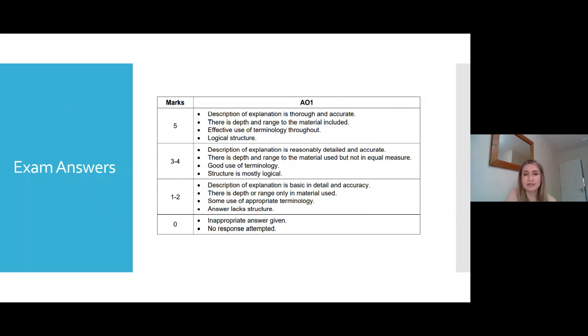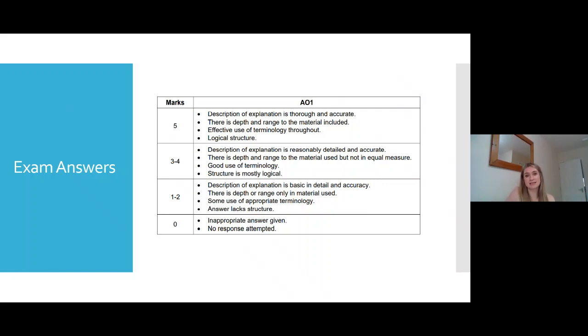It says, description of explanation is thorough and accurate. There's depth and range in the material included and effective use of terminology. So that's where our ventricles come in. Okay, where are they? Where are they in the brain? Okay, that's how we get that terminology. Depth and range comes from the evidence that you use in your answer. That your description is correct, that it's not brief, and that you've gone into detail. You've shown off to the examiner that you know exactly what structural abnormalities are. That's how we're going to get full marks in this.